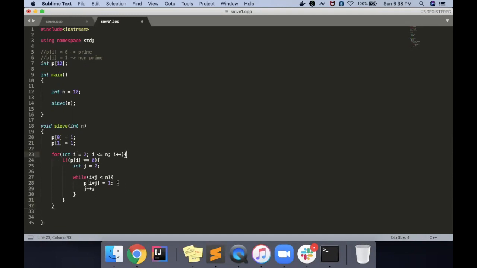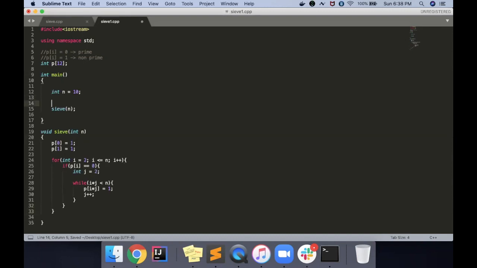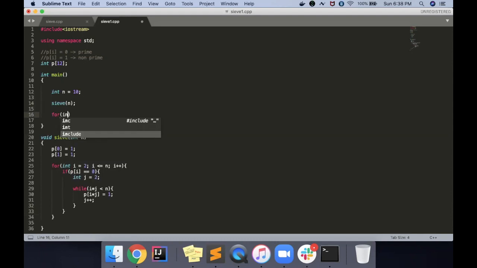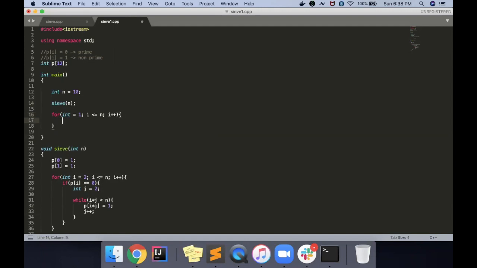So let's look at it once again. First run it, and there might be some mistake also, so we will see how it is working. Let's print this array. I'm printing the value of P of I. If it is 0, it's a prime, and if it is 1, then it's not prime.